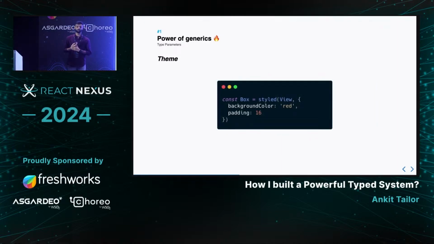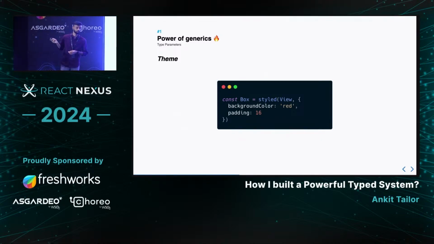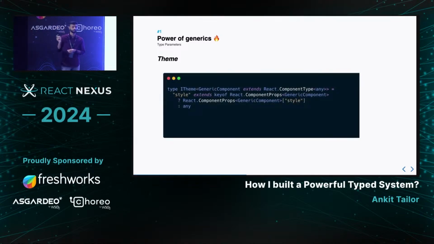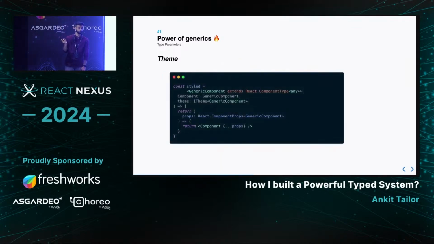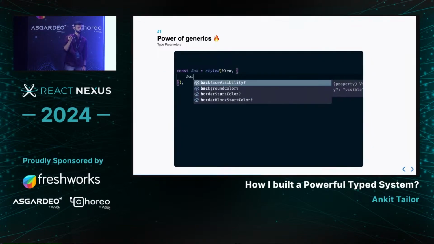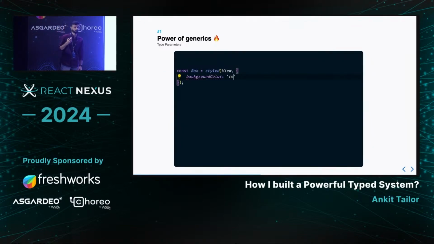First requirement is that we want raw style props. As you can see here, background color red, padding 16. So what we can do is create a type that takes a type parameter, a generic component, and we have one condition here. I am checking if that component has a style prop. If it has a style prop, then only I'll inherit it. Otherwise, I can type it as anything, any or whatever. By doing this, we can get these style raw props, so all of the props are suggested.